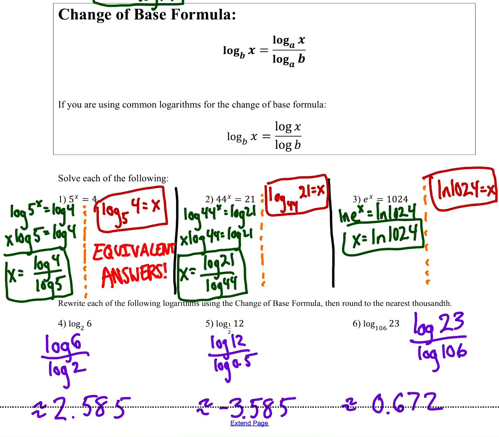And notice for 3, the one thing I want you guys to notice is, if you notice ln of e, I didn't even bother bringing the x out in front. It could have, because ln and e just cancel out. They're inverse operations of each other. So we're just left with the x. So that's why it's just x equals ln of 1024. Let's go to the next page.